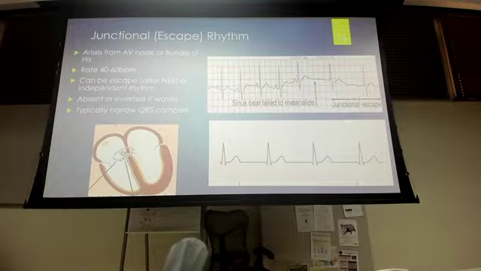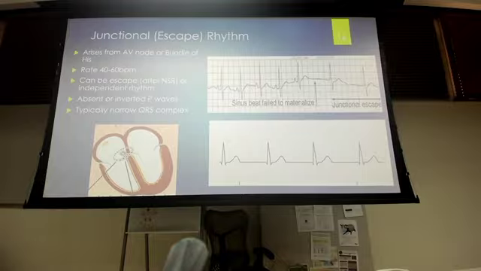When we think about an escape rhythm in general, what happens is we've got firing that is occurring normally. The SA node is firing, it's firing. For some reason it doesn't fire, and then we have this longer pause. The body recognizes, hey, wait a minute, something was supposed to fire here and didn't fire. So once we have that longer pause, the next area that is supposed to fire takes over firing. If the atria doesn't take over, then it's going to be the junction.